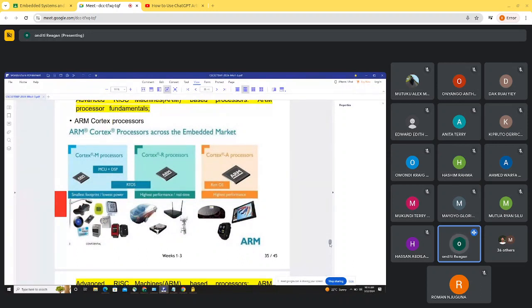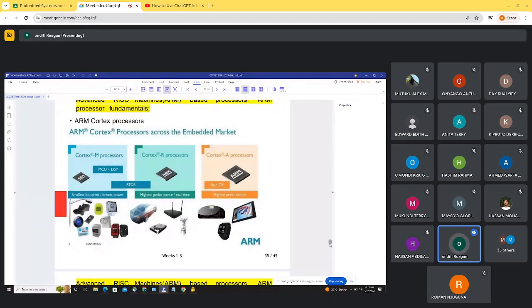So we have the ARM Cortex processor across the embedded market. We have the M processor, we have the R processor, and we have the A processors. These are three different families of processors. They are low power, and actually most of them consume between 0.5 volt to 20 volts. As time goes by, we are going to see what is what.